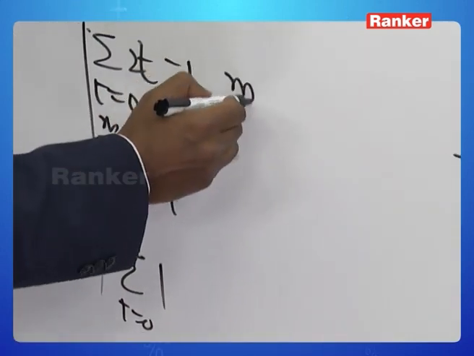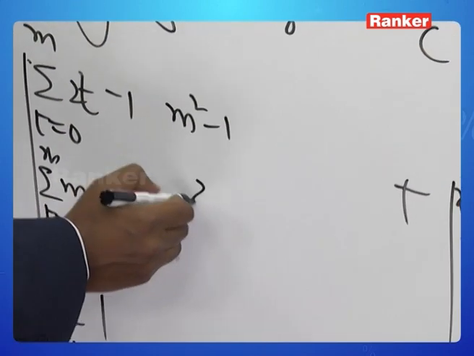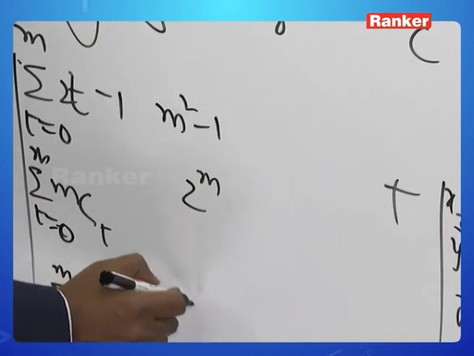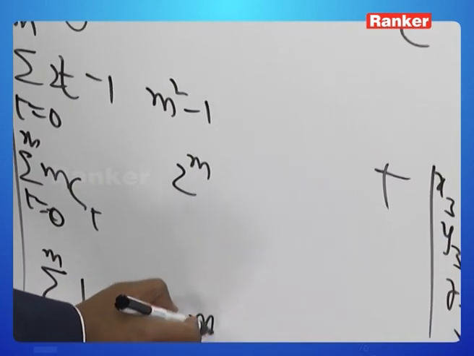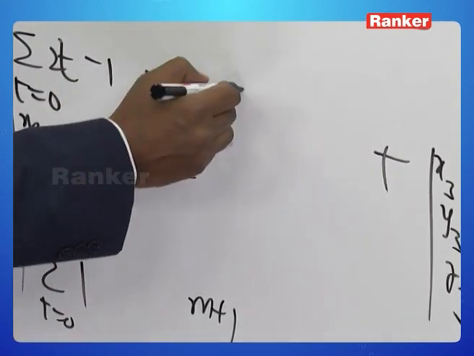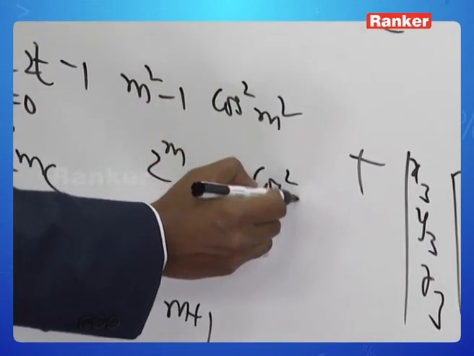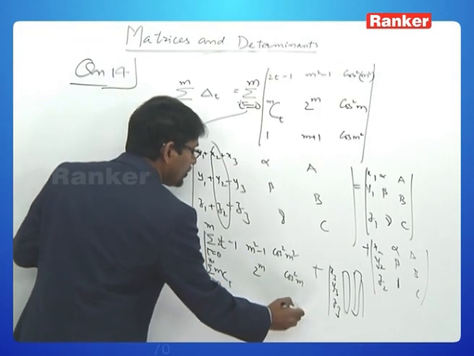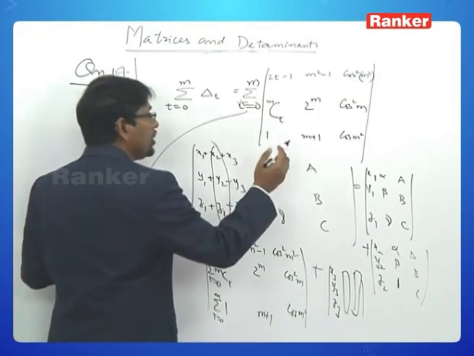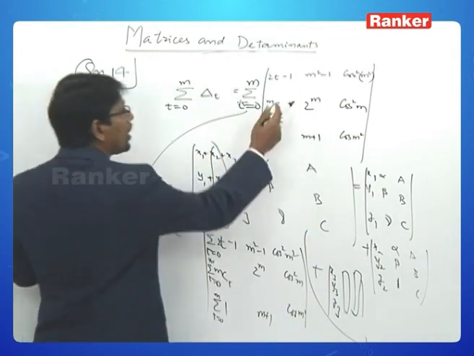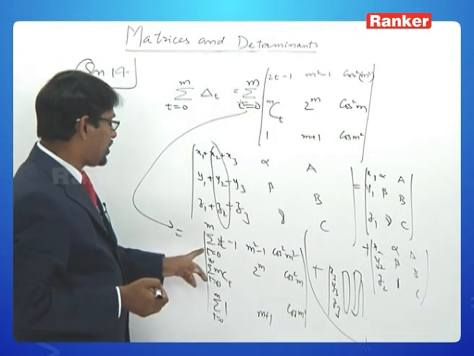Now, this is m square minus 1 in this, 2 power m. The second column and third column do not change: cos square of m square, cos square m, cos of m square. That is what you have in this determinant, and it is coming out to be this.